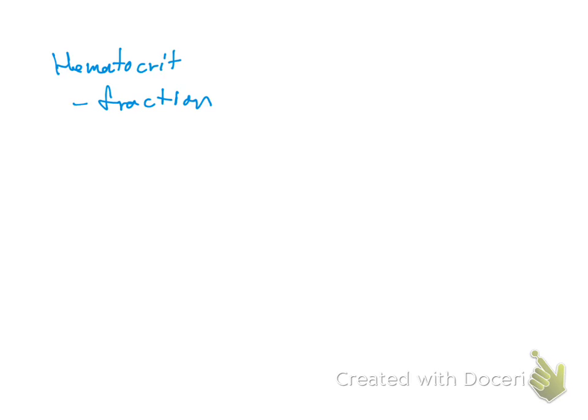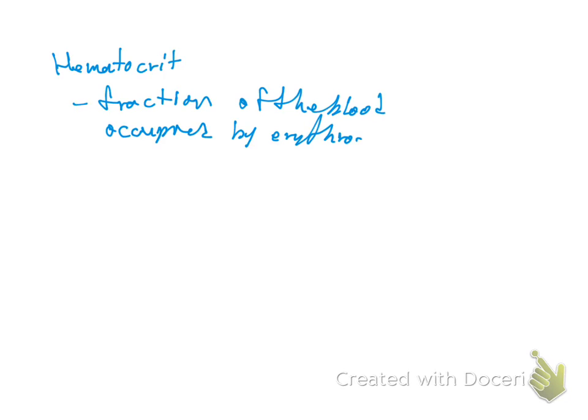So hematocrit is the fraction of the blood that is occupied by erythrocytes. Now the fraction of the blood volume occupied by the plasma is the equivalent to what? Occupied by the plasma is 1 minus hematocrit.